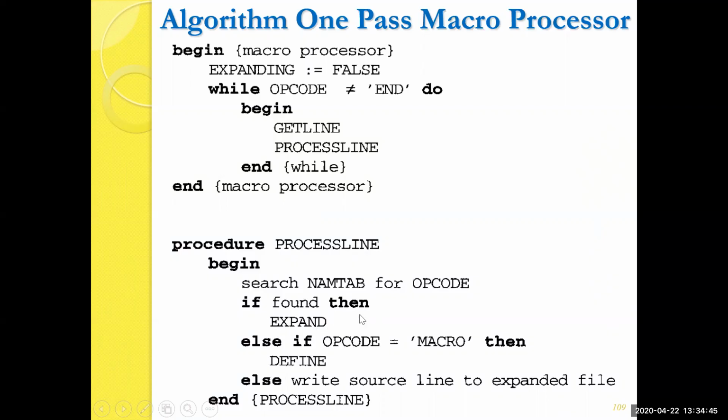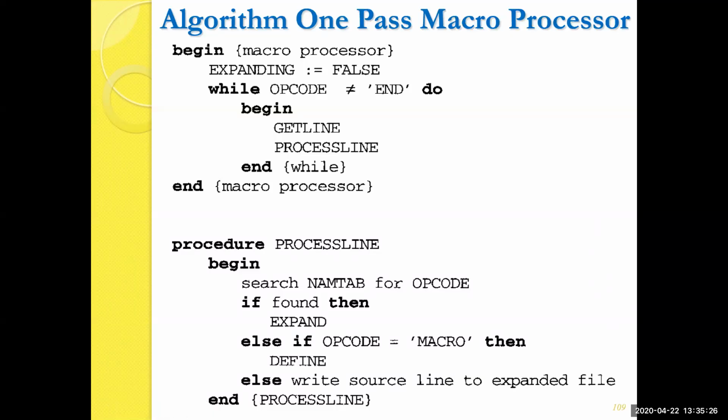Now, if the process line procedure does not find the opcode in the name table, it sees if the statement that is currently processed is an indicator of a macro definition. So this is identified with the opcode macro. If the opcode is macro, the define procedure is called in order to save the definition that follows. Otherwise, if it is none of these two cases, the source line will be just copied to the expanded file without any further processing.